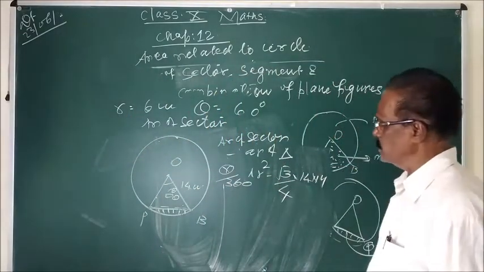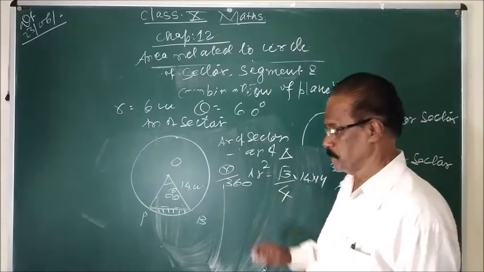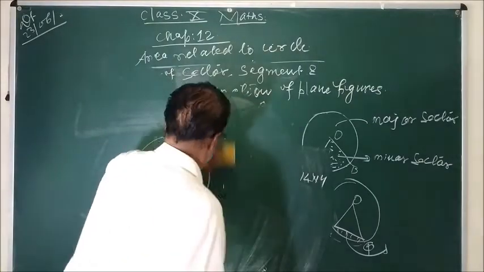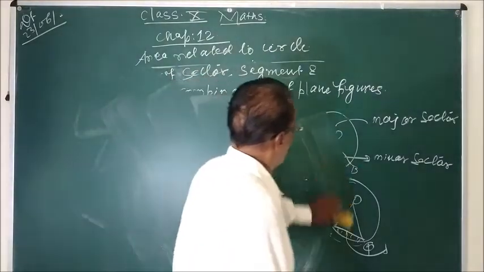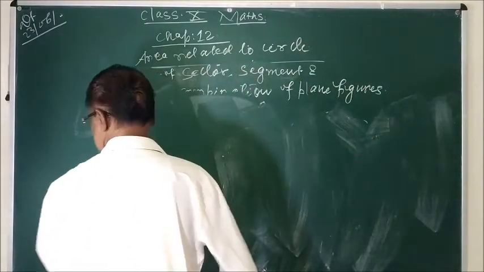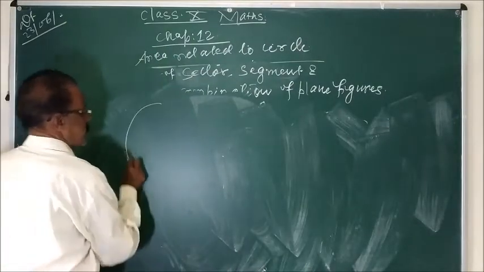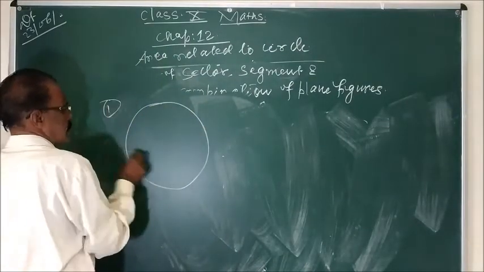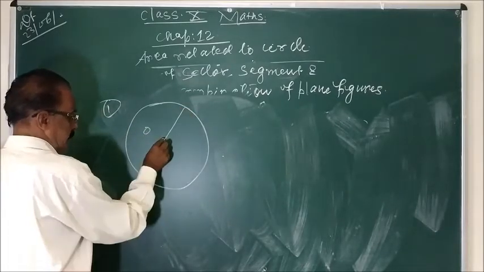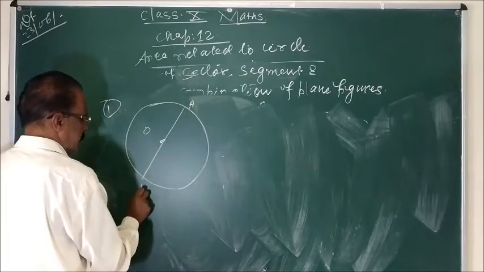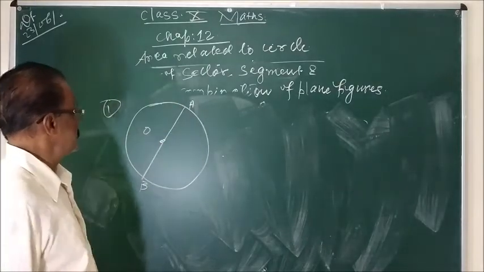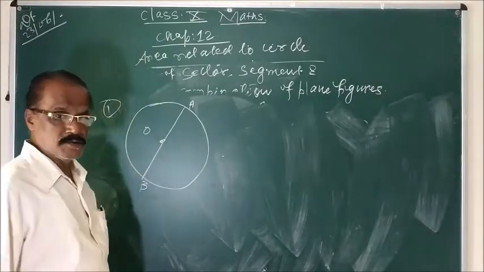So these are the questions, and you should try to solve them. Now you see the area of combination of plane figures. In this exercise, you will see a number of figures combined together, and how will you find the area of this? Suppose, for example, this is question number 1. This is the circle, this is the center, and this is the diameter. You know very well AB is the diameter of the circle because its ends intersect the circle at 2 points and it passes through the center.